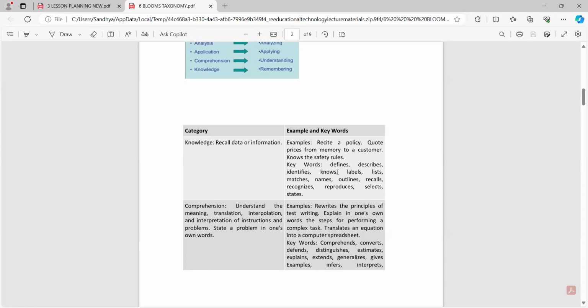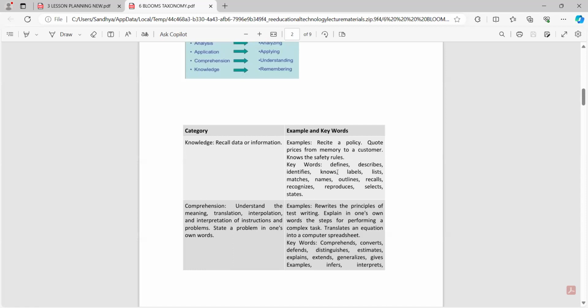So you can say name, label, match. All these are the basic action verbs that you can use in writing specific objectives, because at the end of the day, students will be able to recite, students will be able to name, students will be able to label. Like that, you have to write an action verb. Smart objectives, we will be discussing later on.